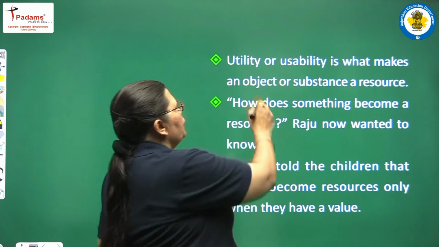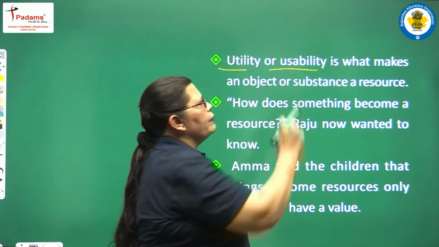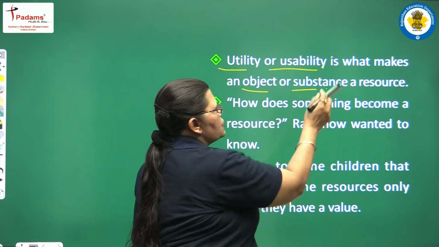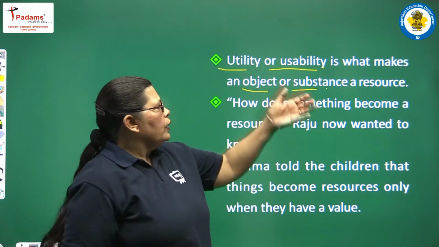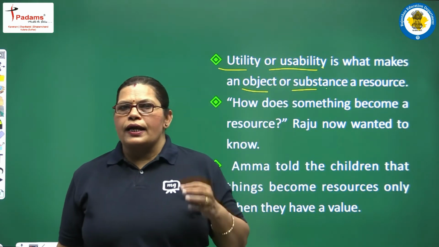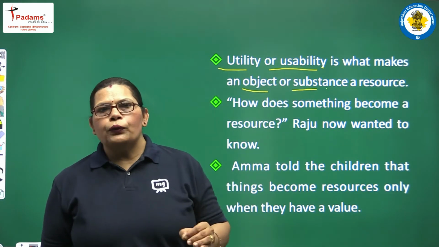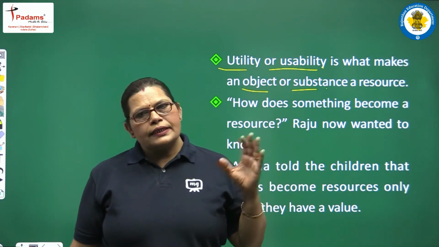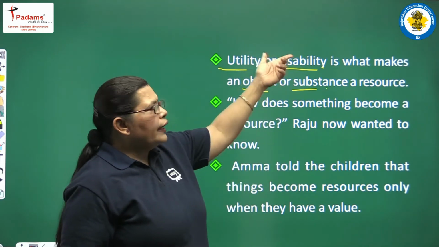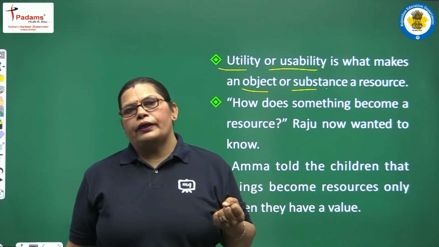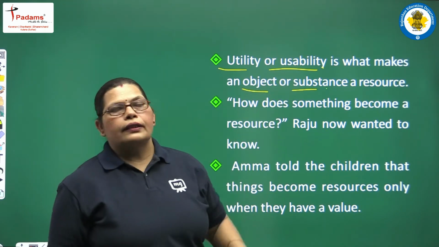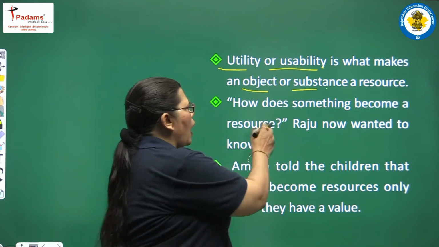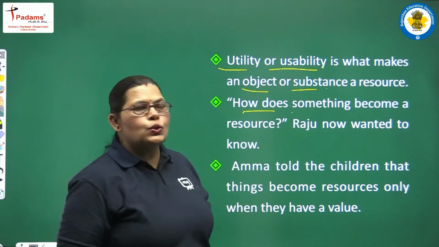So utility or usability is what makes an object or substance a resource. So if any object or substance is used by you or any other person or any other animals, birds, etc., so if they have some use or usability of that thing, it means this one is called a resource here. How does something become a resource?